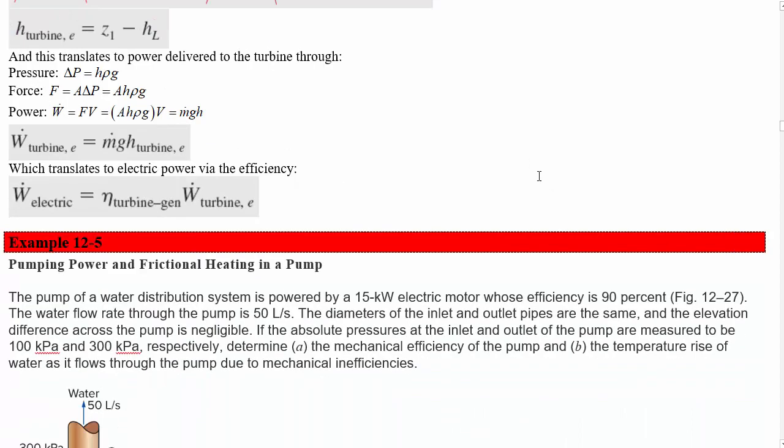The last thing that we're going to do today is look at one of the great examples in the textbook. There's a lot more where this came from. Pumping power and frictional heating in a pump. Example 12.5.